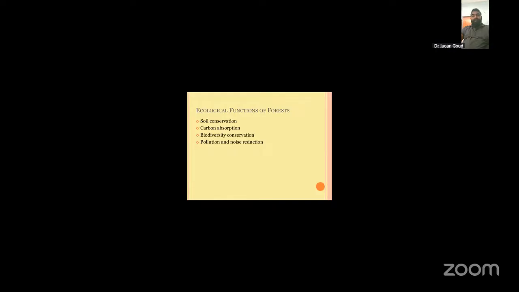Okay, and biodiversity conservation is there. The third one is biodiversity conservation. Forests are the most biodiverse terrestrial ecosystems. In this, habitat provision, genetic reservoir, and ecological stability are there. Okay. The last one is pollution and noise reduction. What is pollution and noise reduction?